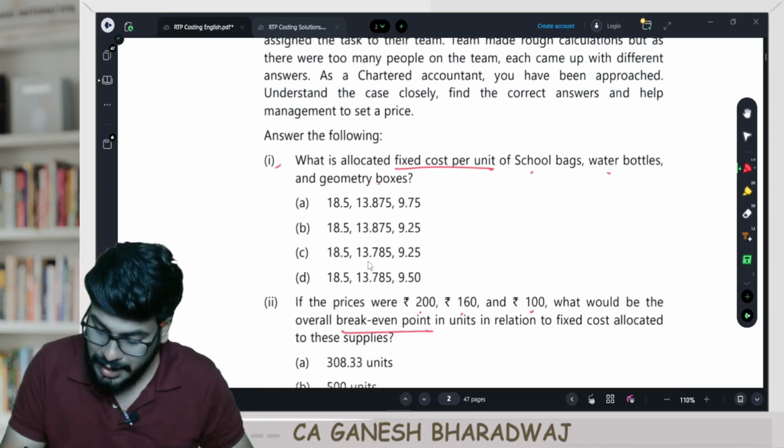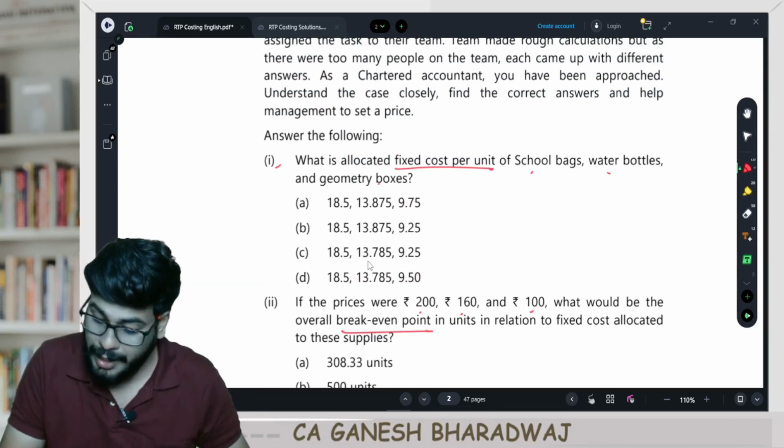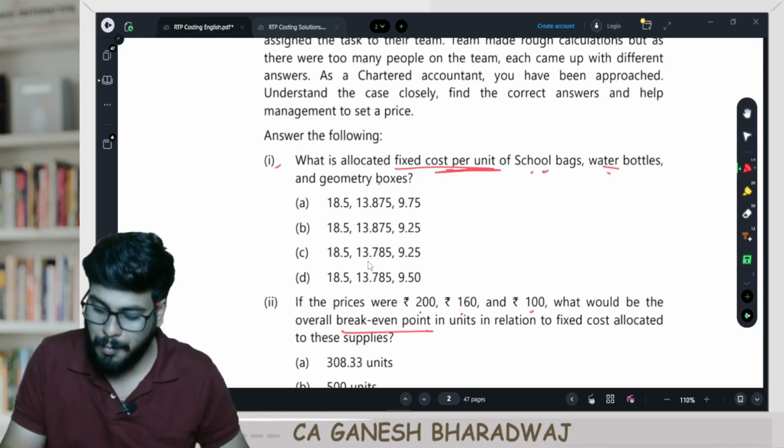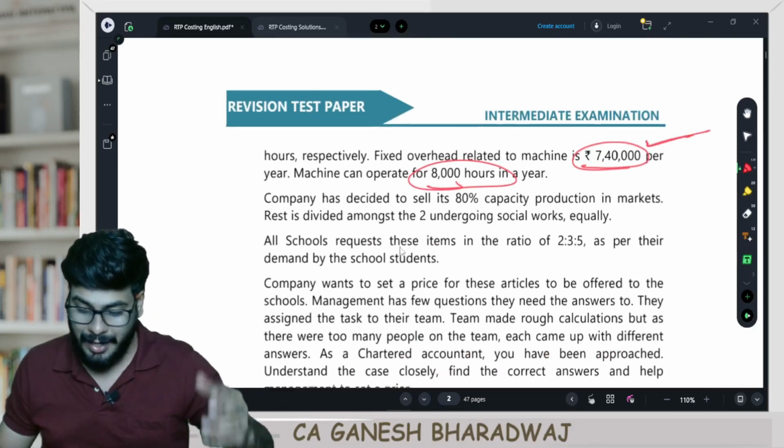Now guys, remember, if you look at the first question, they had asked, what is the allocated fixed cost per unit of school bag, water bottle, geometry boxes and all. We can find using this.